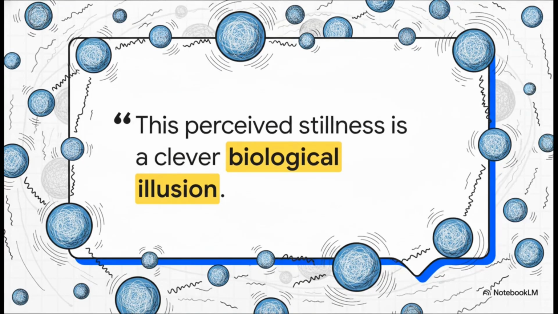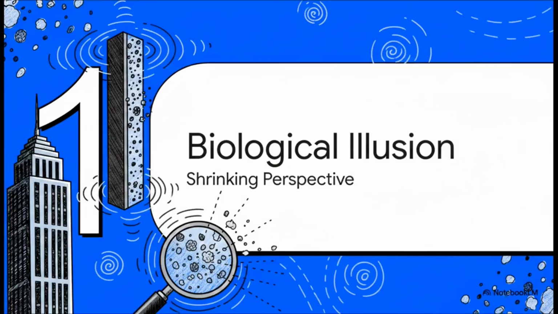What our limited human senses are telling us is, quite frankly, a clever biological illusion. Beneath the surface of every single object in the universe, everything is in a constant state of frantic microscopic agitation. It's a phenomenon we're going to call the invisible dance. Let's move into Section 1, the Great Biological Illusion, shrinking our perspective.